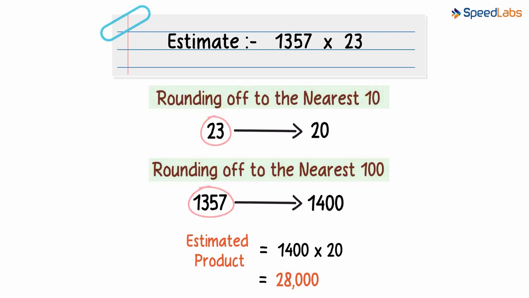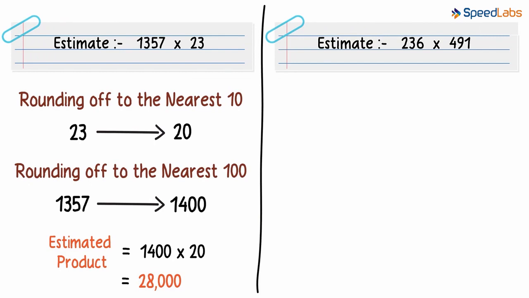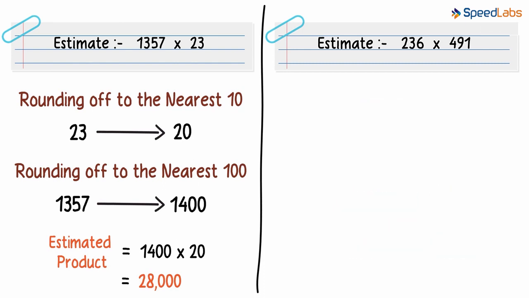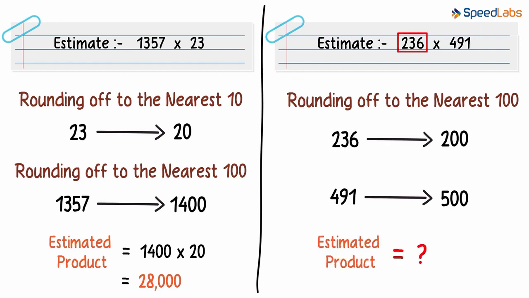And that's okay. So now let's discuss the second question of estimating a product. We need to estimate the product of the following two numbers. Again, in this case, we can choose to round off these two numbers to the nearest 10 or nearest 100. Let's estimate the product by rounding off both the numbers to the nearest 100. We can work out the solution as follows. The estimated product of 236 and 491 to the nearest 100 is 100,000.